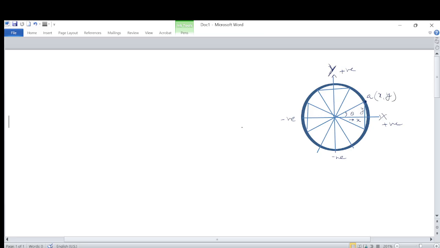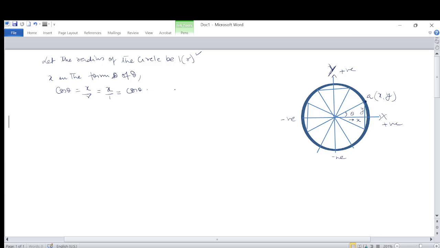Now, why I told you that, let the radius of the circle be 1, and let it be r. So what would be x in the form of theta? Cos theta can be written as x upon r. Here r is 1, so x upon 1 is equal to cos theta.